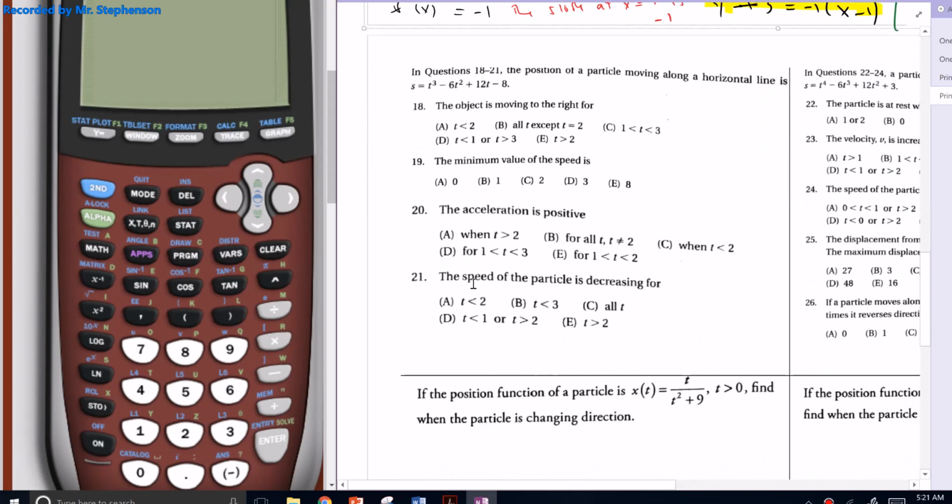All right, here we are on the back doing these problems. And let's just start with the first one. We're given this position function.